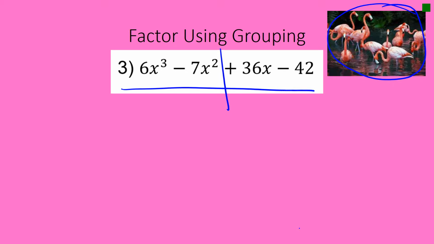It does not. What do these two have in common? They only have a 1 and an x squared. So I'm going to divide both of these by x squared. 6 divided by 1 is 6. 3 minus 2 is x. Negative 7 divided by 1 is negative 7. The x squares cancel. Now I'm going to pay attention to this.